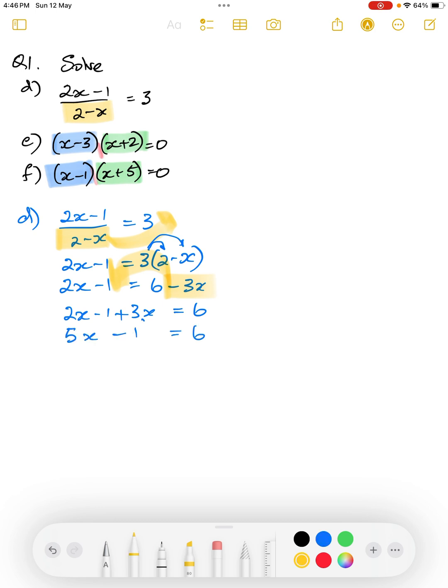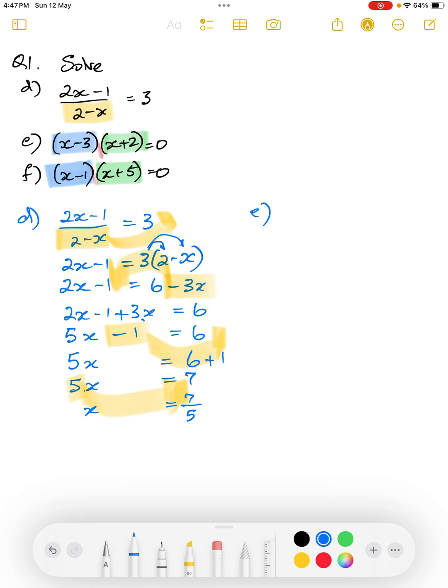Now we can take that minus 1 across the other side to become plus 1. So 5x equals 6 plus 1, so that makes 7. And therefore we take that times 5 across the other side to become divide 5. So it's being multiplied on the left, so x equals 7 divided by 5. And we've got our solution.